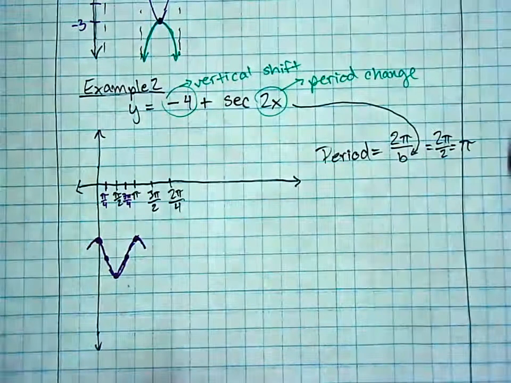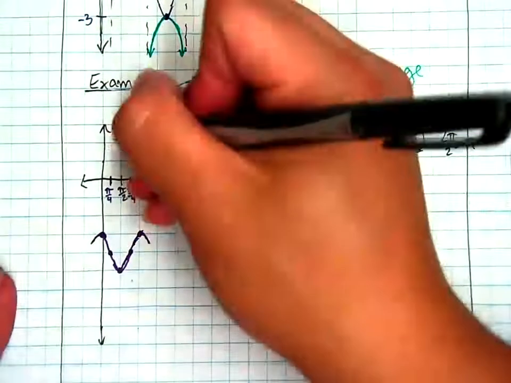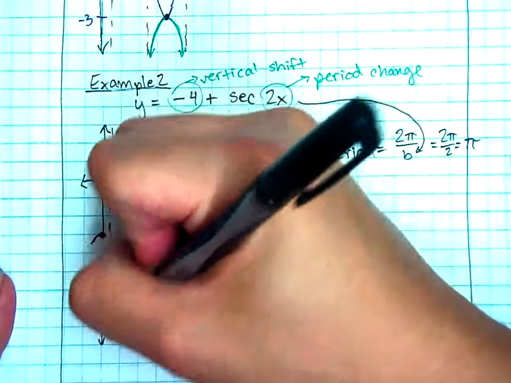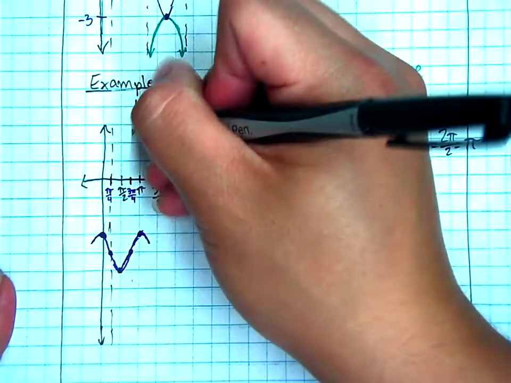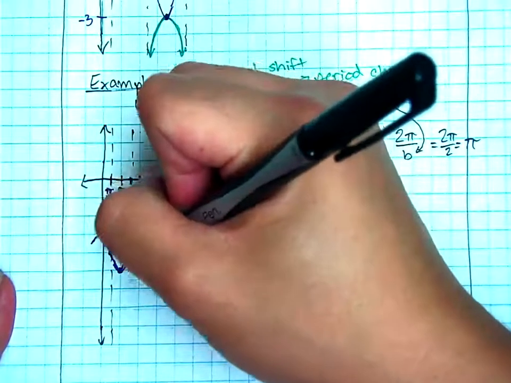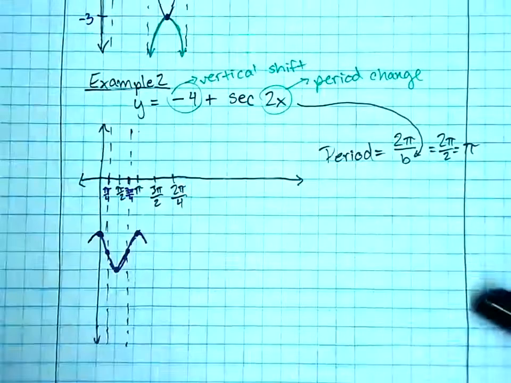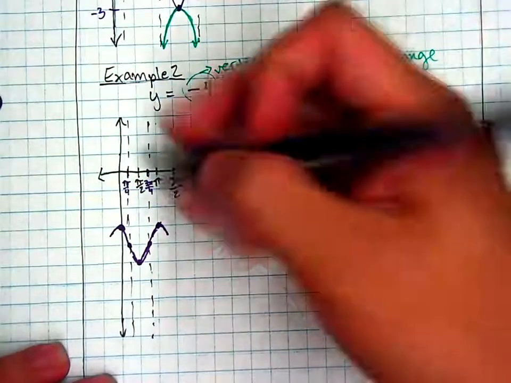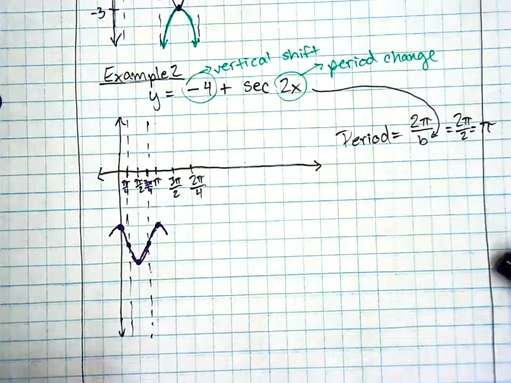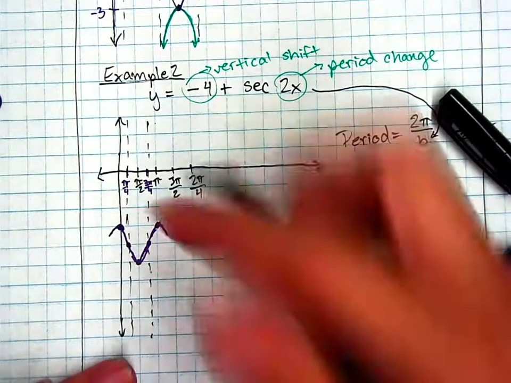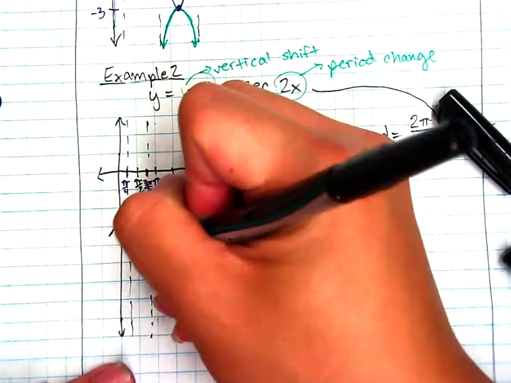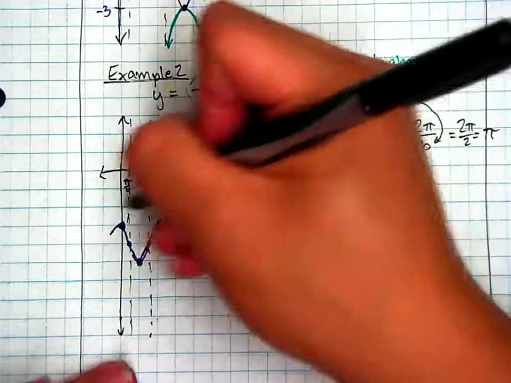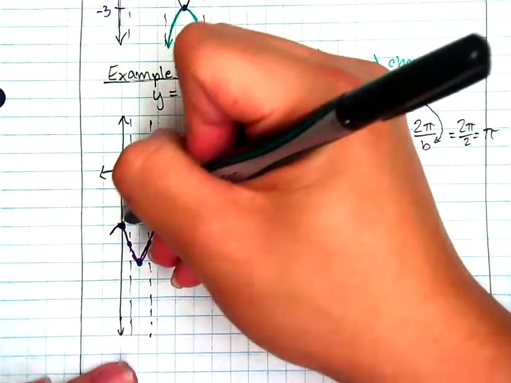And now I need to keep in mind where my original x-intercepts were. They were right here and right here at 3 pi over 4. Okay, so that's my cosine function, but what I really want is my secant function. So let's go ahead and start here at this point, and this point. Because these are vertical asymptotes, my secant function will go ahead and ride along there.